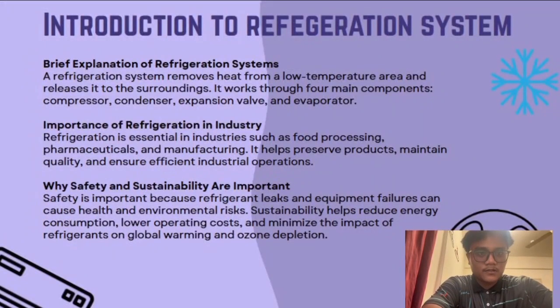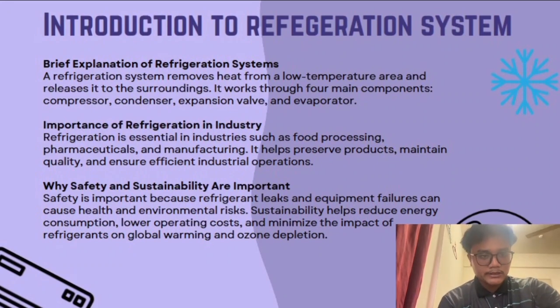So first of all, I would like to explain how a refrigeration system works. A refrigeration system removes heat from a low temperature area and releases it into the surroundings. It works through four main components: compressor, condenser, expansion valve, and evaporator.